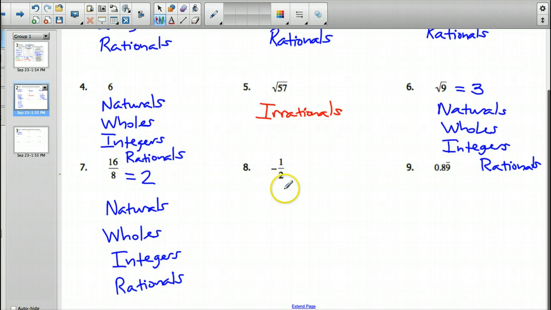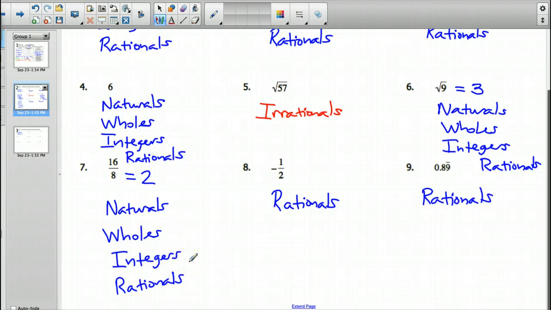Negative 1/2. At first glance, again, you may say this is an integer, but remember, integers only include whole numbers. So negative 1/2 is actually just going to be in the rational numbers. And then the last number we have is 0.8, and then the 9 is repeating, because we have that bar up there. Repeating decimals, remember, can be written as fractions, and so they are part of the rational numbers as well. So repeating numbers are also part of the rational numbers.